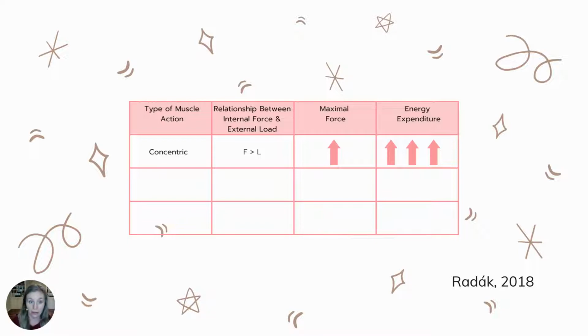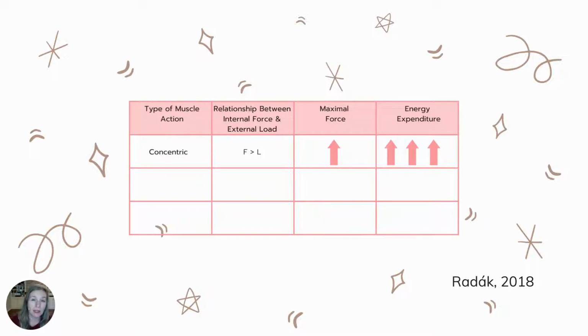Starting off, we've got concentric, again probably the one you're most familiar with that you do in your workouts. When we look at the relationship between internal force and external load, we see that the force of the muscle is greater than the load that is put on the muscle. That is why the shortening happens, because the muscle has more force. Is this maximal force? No, not at all. We are lifting that load, but it's not the maximum amount that the muscle fiber could do. Is it close? It could be, depending on the load that you choose.